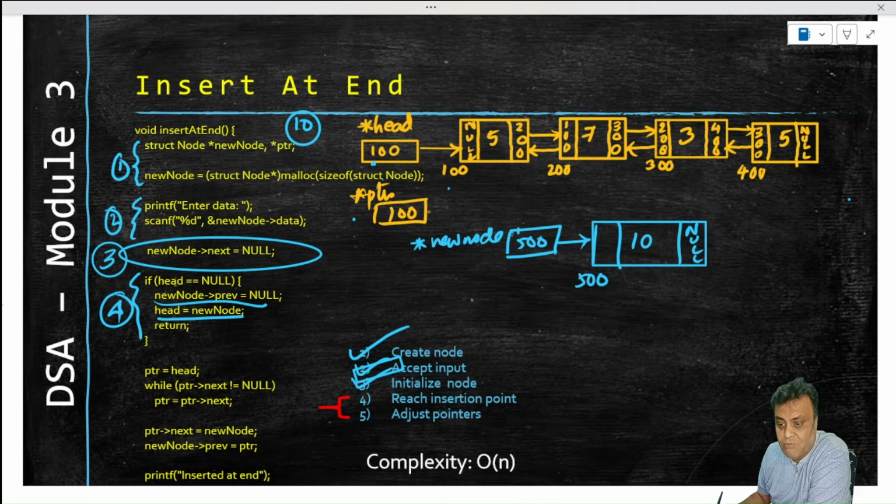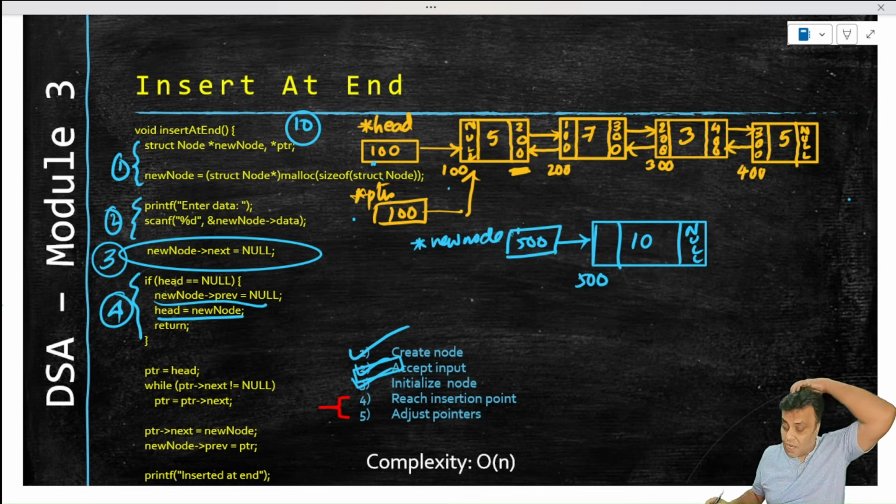So when we say pointer arrow next, the pointer is pointing here. So arrow next means what? This element, right? So what is this? 200. So pointer arrow next means the next element, or rather it points to the next element. Now if the pointer arrow next is null, we have already reached the end. So that's what we check.